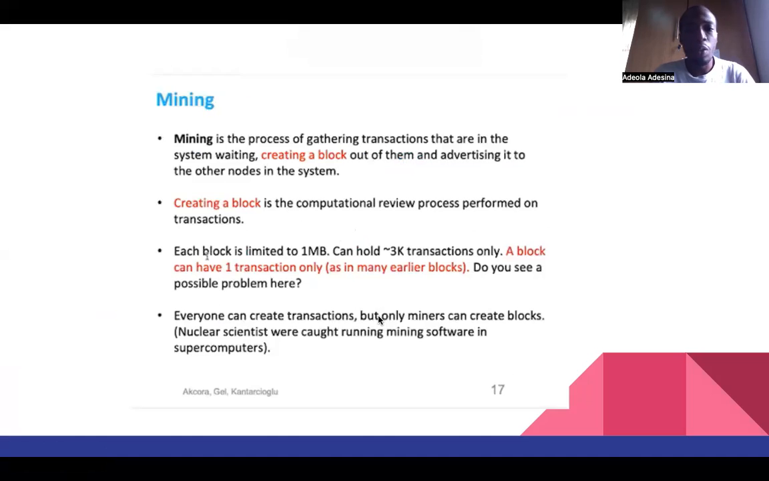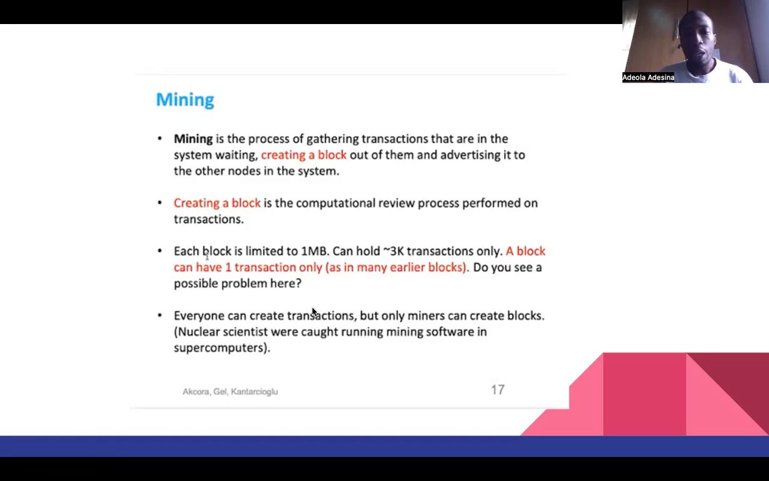So mining is a process of gathering transactions that are in the system waiting, creating a block out of them and advertising it to other nodes, right? So I've said that a miner sits inside the node. Once a transaction is generated, the miner gathers transactions in the system, creates a block out of them, and advertises it to other nodes in the system for confirmation. These are just basic information. Creating a block is a computational review process, performing transactions, and so on.